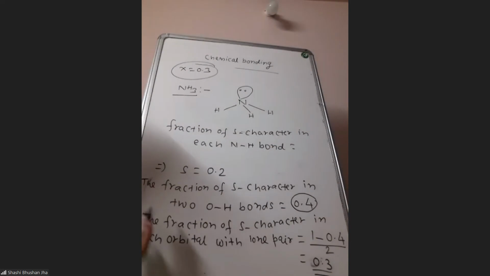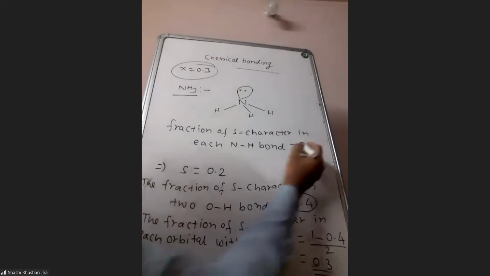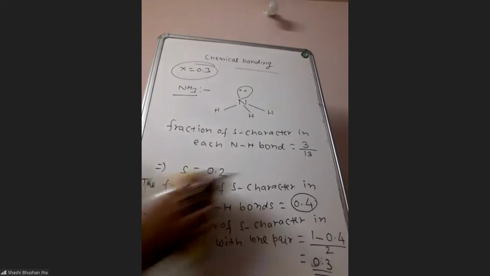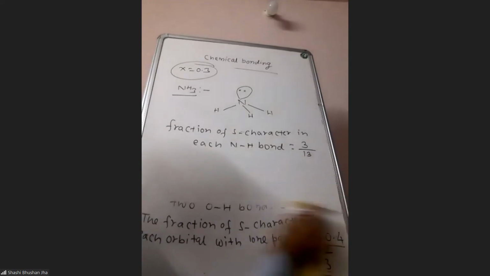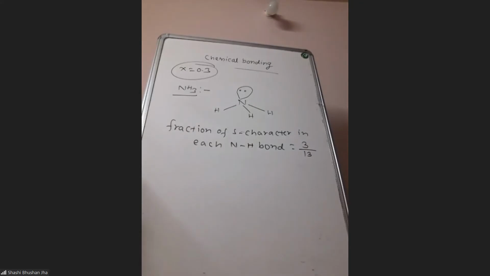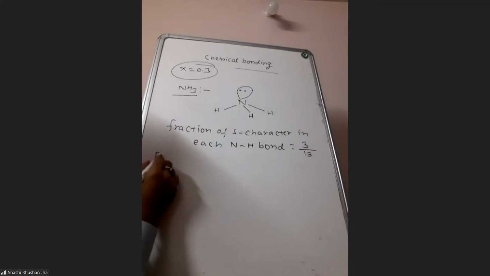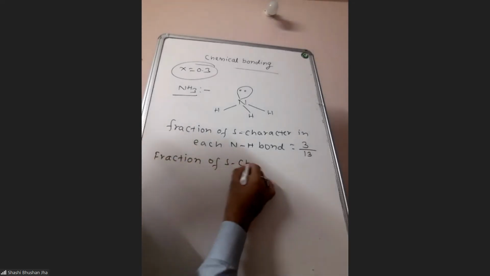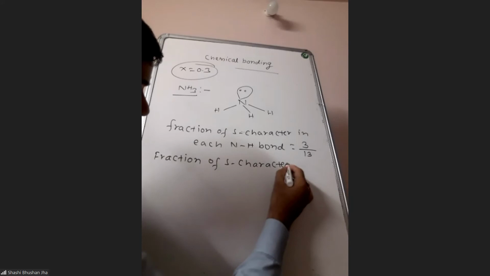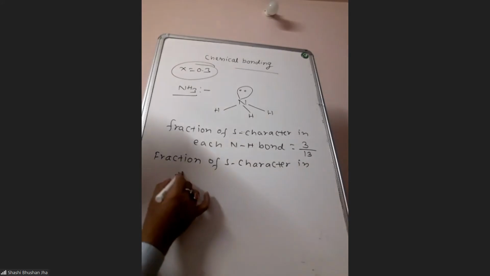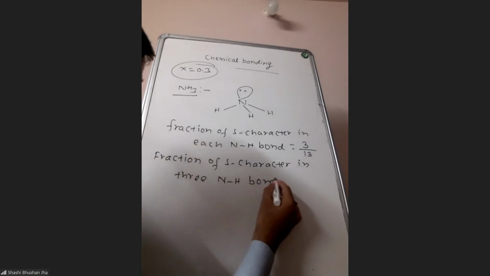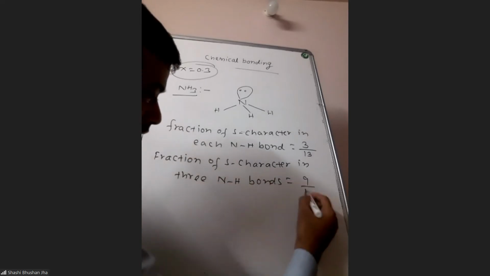If anyone has calculated, you can tell the value, what you are getting. 3/13, sir. 3/13. So this is in one nitrogen-hydrogen bond. You have 3 nitrogen-hydrogen bonds. So fraction of S character in 3 nitrogen-hydrogen bonds will be 3 times of this, which is 9/13.